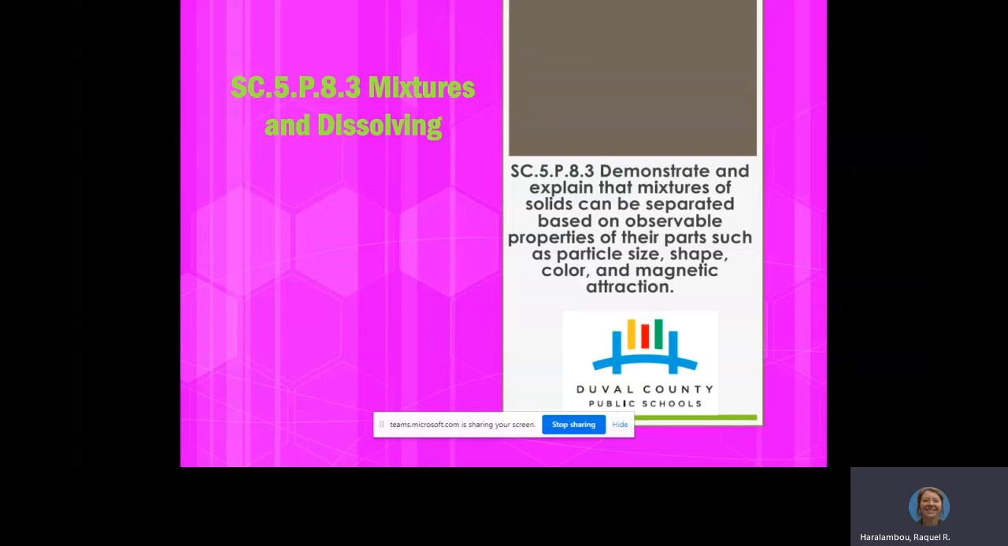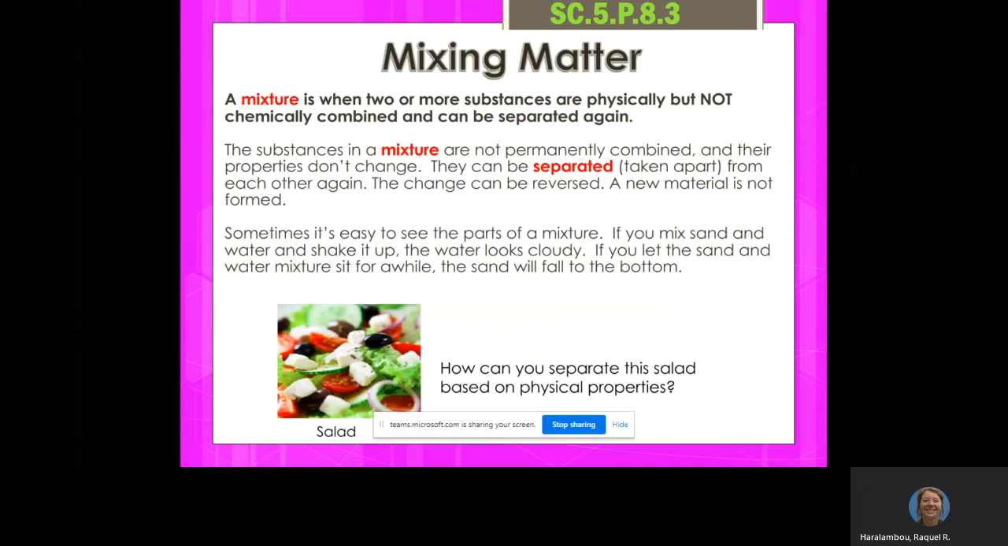So here we go. P8.3, so physical properties, 8.3 mixtures and dissolving. Mixtures are when two or more substances are physically but not chemically combined. So looking down here at the bottom, the salad. How can you separate the salad based on its physical properties? So in a mixture, they are not permanently combined and their properties don't change. They can be separated, which means taken apart from each other again. The change can be reversed. A new material is not formed.